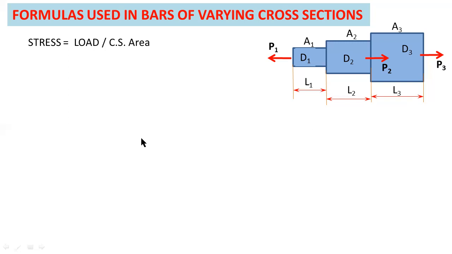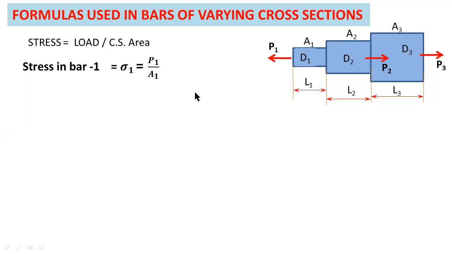So already we know the formula for stress. The ratio of load to the cross-sectional area of the section is called stress. So the formula for stress equal to load by cross-sectional area. The units for stress are Newton per mm square or Newton per meter square. Sigma is the symbol of stress, P is the load, and A is the cross-sectional area.